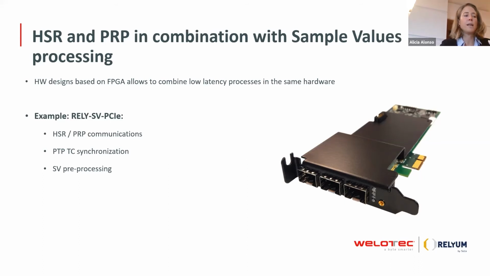And it benefits from being able to combine in that FPGA different applications that demand low latency calculation. So in that specific case, you have one single device that supports HSR and PRP communications, PTP synchronization, both transparent clock, master clock, and ordinary clock in the same device, and also sample value preprocessing. So we've been talking about HSR, PRP, and PTP before. Now I'm going to explain what this sample value preprocessing means.